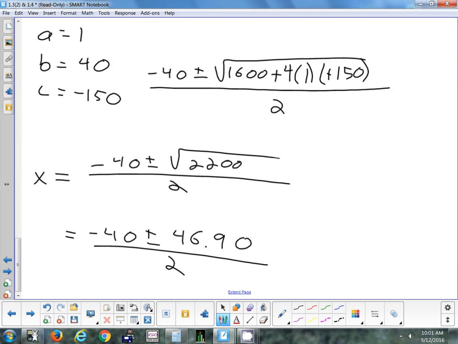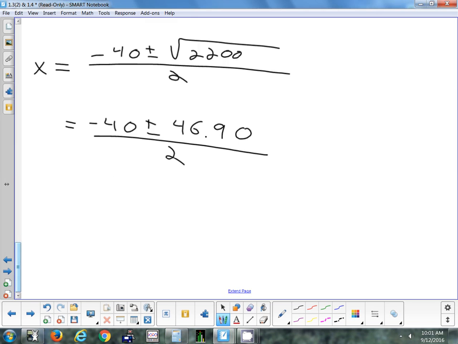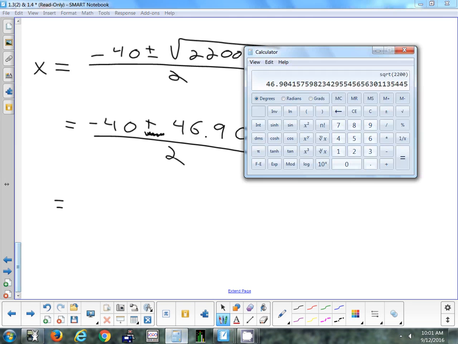So now it's saying I should get 2 widths for the sidewalk. But remember, really there can only be 1 width. So any thoughts on which answer here might not make sense, the plus or the minus? Yeah? The minus. Yeah, you don't need the minus. How come? Right. If I did negative 40 minus 46 divided by 2, that's a negative number. Okay? So I'm just going to do the plus.